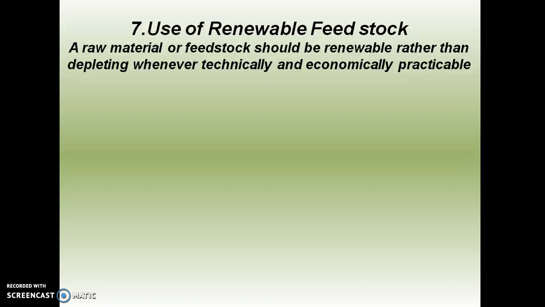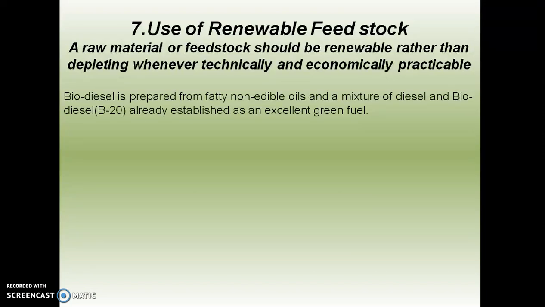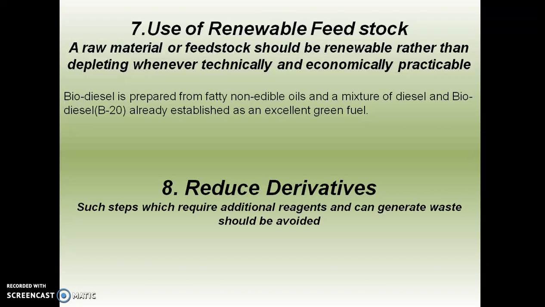The use of renewable feedstock is the seventh principle. A raw material or feedstock should be renewable rather than depleting whenever technically and economically practicable. Can you think of a renewable feedstock? The biodiesel is a renewable feedstock. It is also an excellent green fuel.